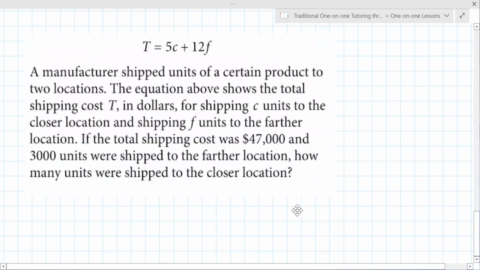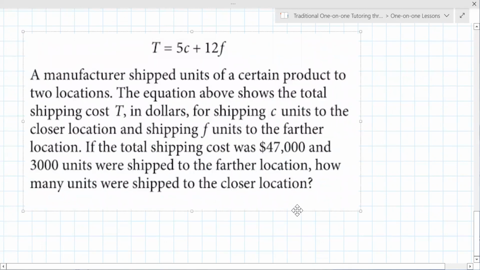Here we go. Here it says a manufacturer shipped units of a certain product to 2 locations. The equation above shows the total shipping cost T in dollars for shipping C units to the closer location, F units to the further location. If the total shipping cost was 47,000 and 3,000 units were shipped to the farther location, how many units were shipped to the closer location? Any idea how to start this problem, or maybe you've seen this type before?